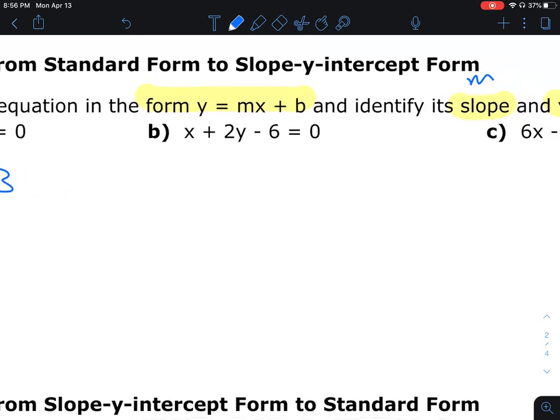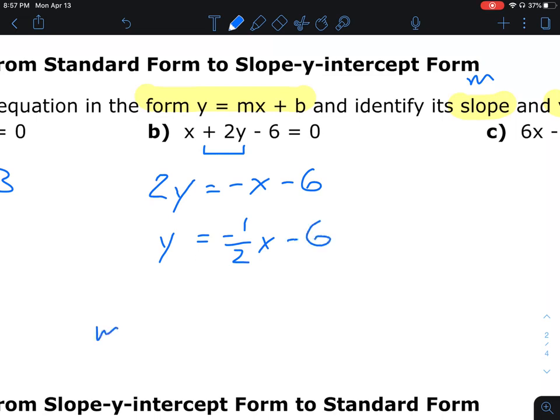x plus 2y minus 6 is equal to 0. Again, I have a positive y term already. I'm going to leave that alone. I'm going to keep 2y over here, bring the other terms over, negative x minus 6, divide everything by a factor of 2, isolating the y. This becomes -1 over 2 x minus 6. I need to identify my slope and my y-intercept. Well, my slope is -1 over 2, and my y-intercept is -6.